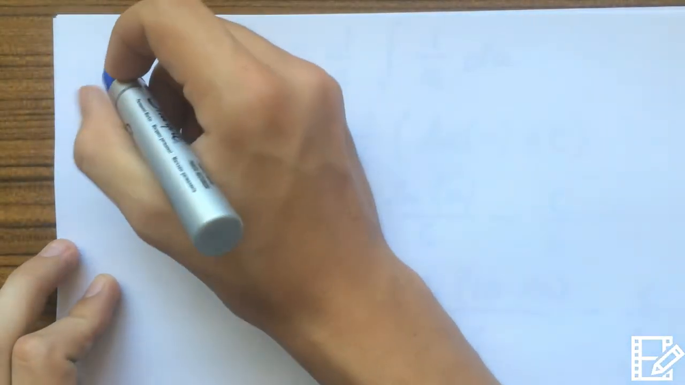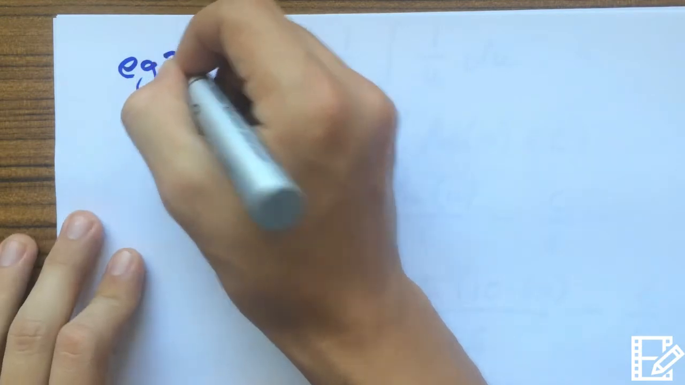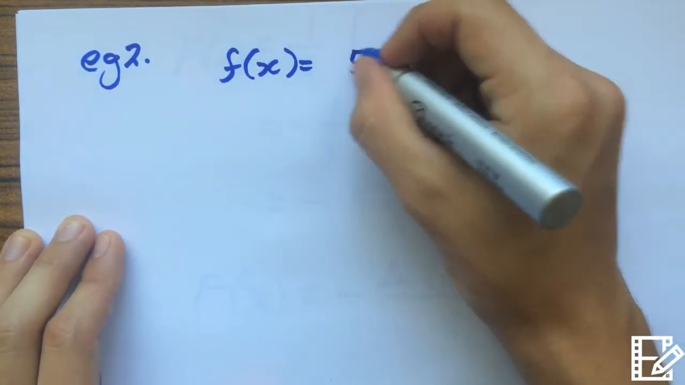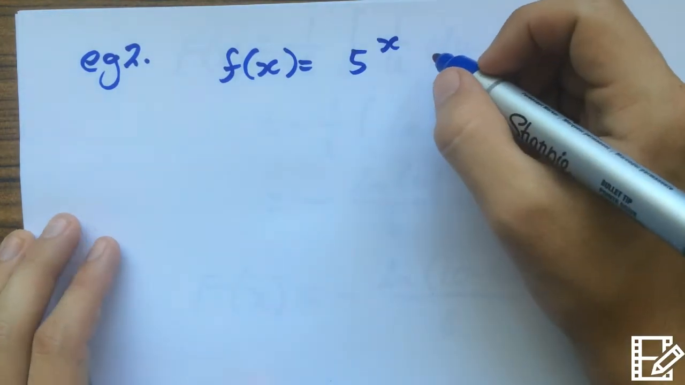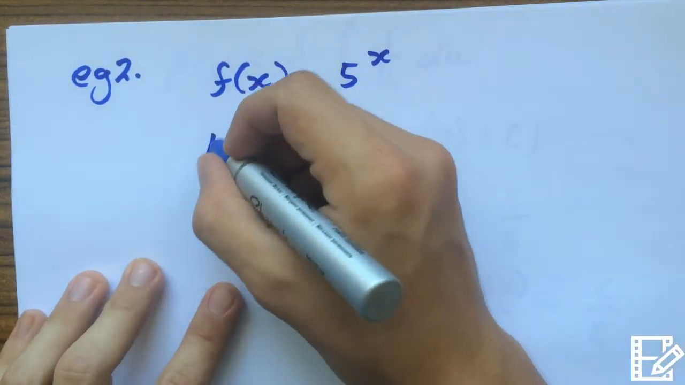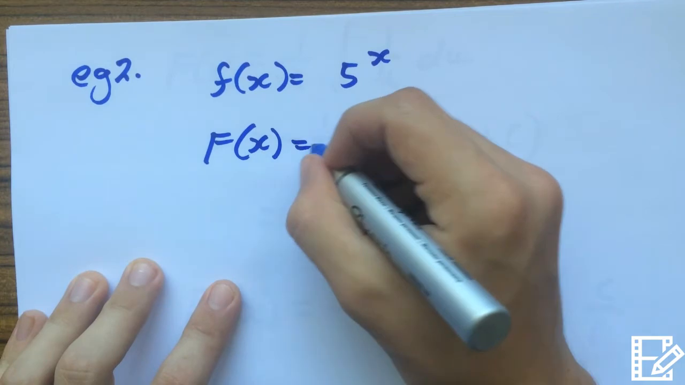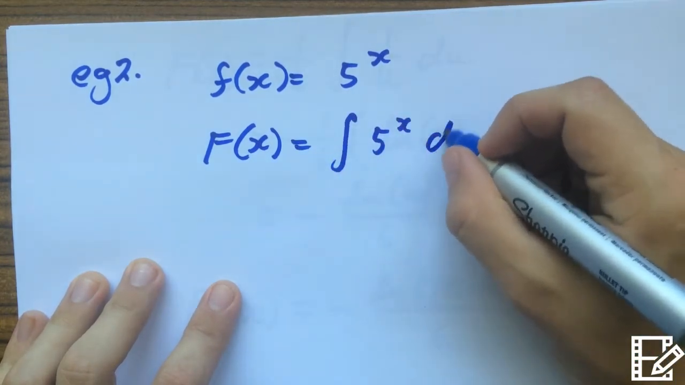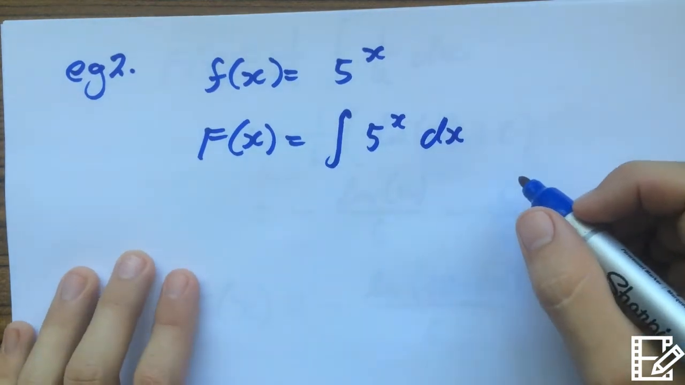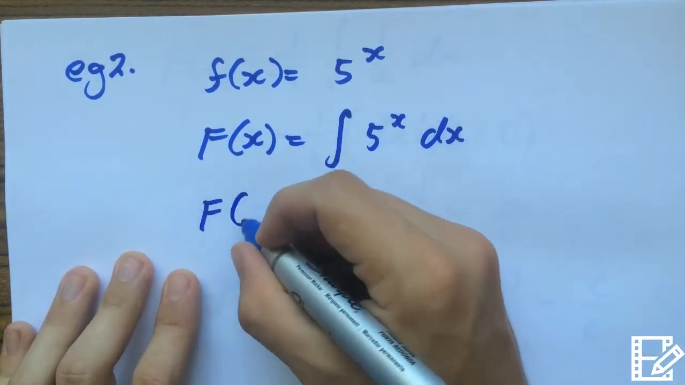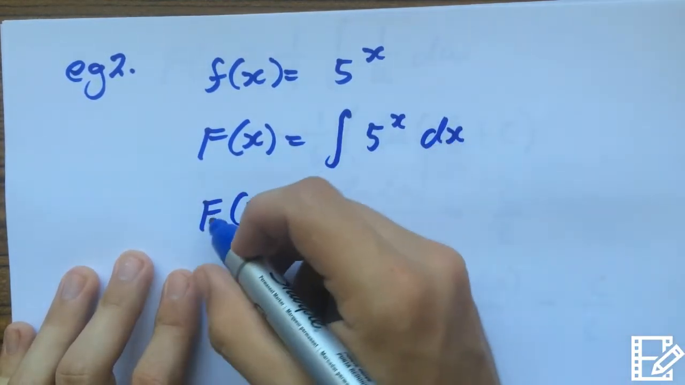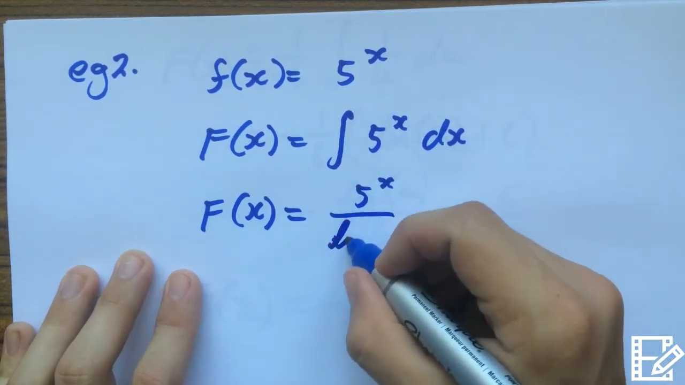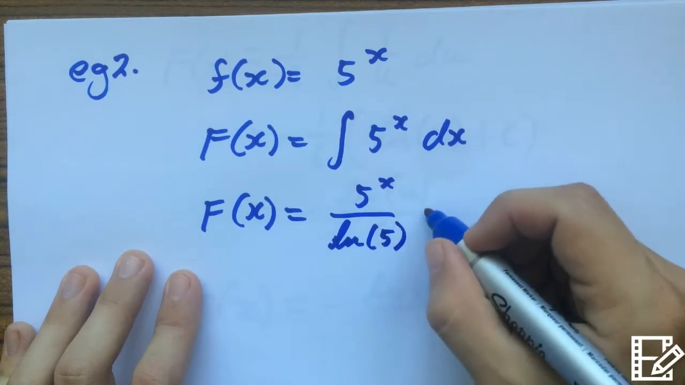Okay, and over here we have example 2. f(x) equals 5 to the power of x. Okay, so the integral of both sides is going to equal F(x), capital F(x), 5 to the x on ln 5 plus c.